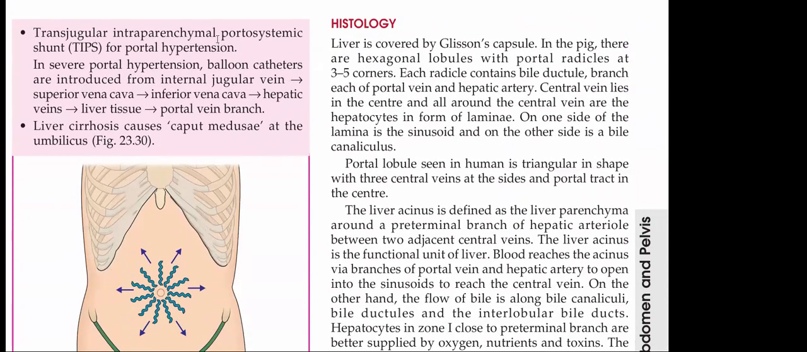Transjugular intrahepatic portosystemic shunt for portal hypertension. In severe portal hypertension, balloon catheters are introduced from the internal jugular vein into the superior vena cava, into the inferior vena cava, hepatic vein, liver tissue, portal vein branch. This is the order. Liver cirrhosis causes caput medusae at the umbilicus.